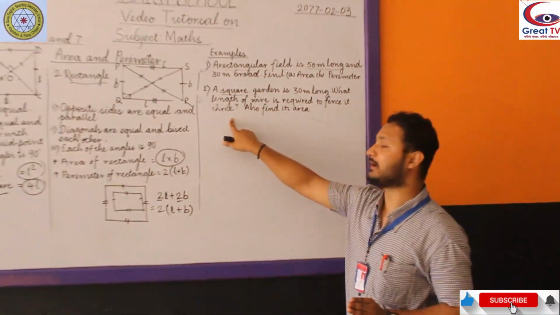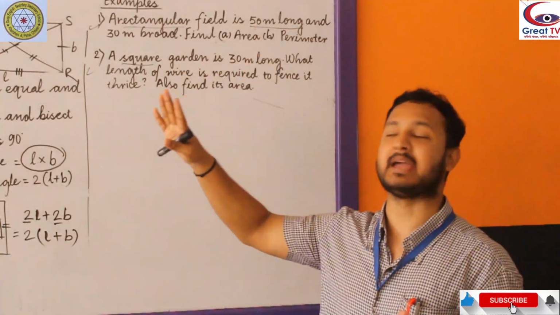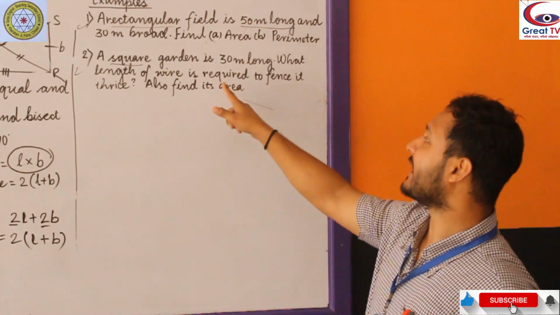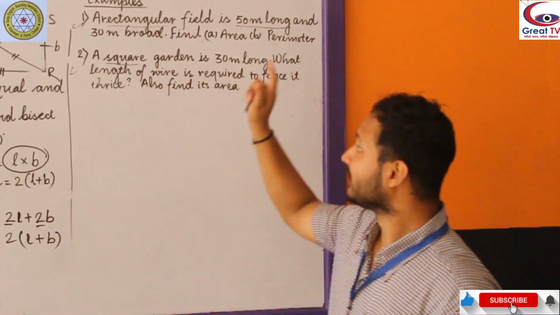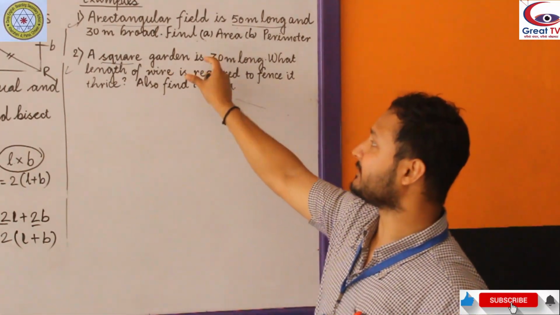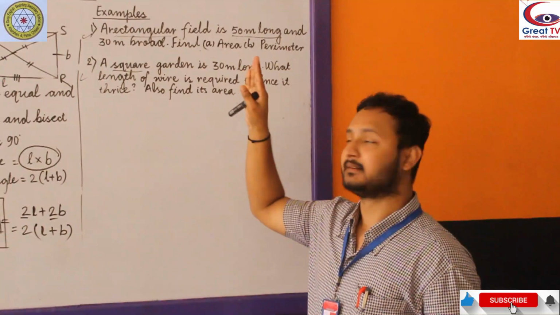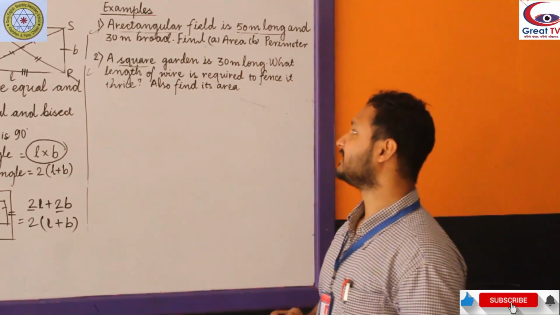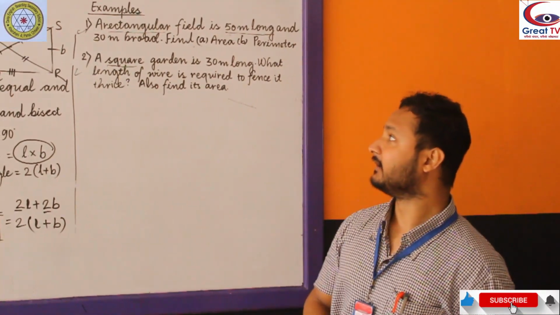For this, we have to find the perimeter of the square and multiply by 3, because we have to find the length of wire to fence it 3 times. So we have to find the perimeter of the square and multiply by 3 to get the length of wire required to fence it thrice. Similarly, we also have to find its area.